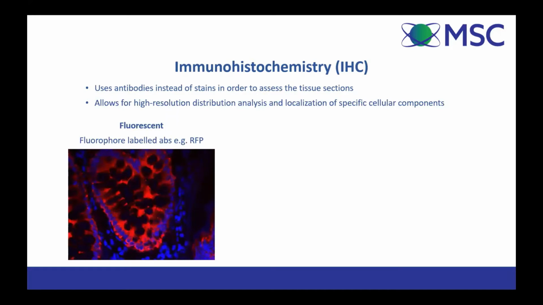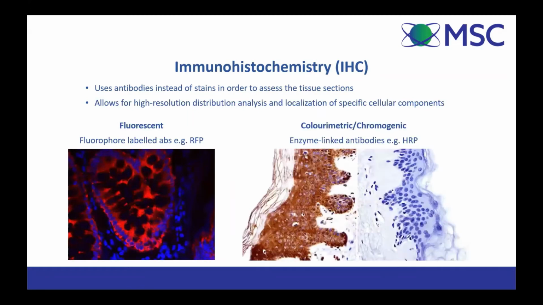So you can do this one of two ways. You can do it fluorescently using fluorophore-labeled antibodies, such as this one here that has a fluorescent dye called DAPI, and a fluorescently labeled antibody called RFP, so red fluorescent protein. You can also do colorimetric and chromogenic methods. So this is using enzyme-linked antibodies like horseradish peroxidase, where you combine it with a substrate and you get a color being formed.